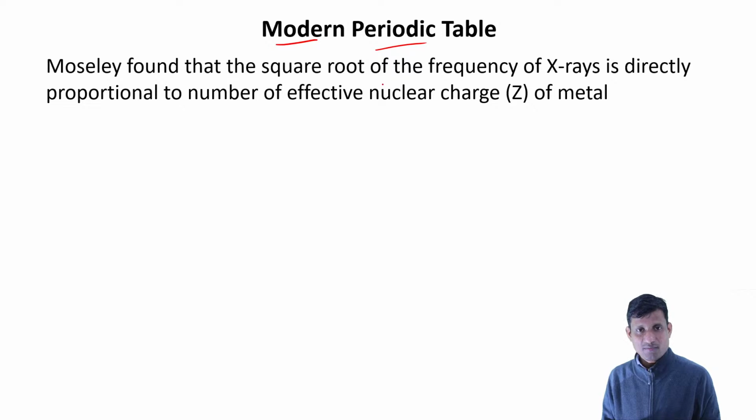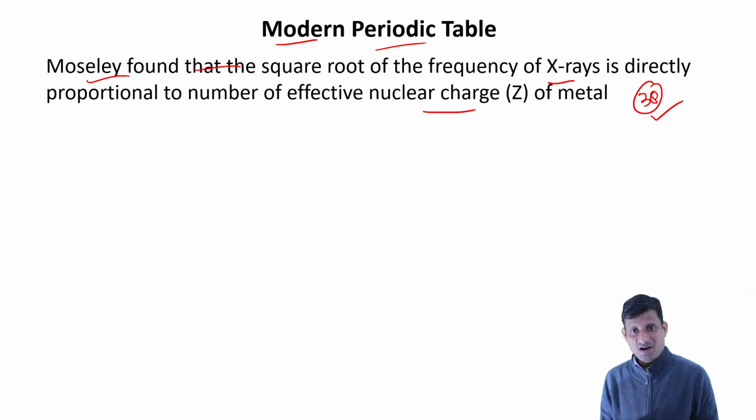So what is the origin of the modern periodic table? It started with Moseley. He was studying how the X-ray frequency depends on the metal, so he actually started from atomic structure. He started with 38 elements and studied their X-ray properties, and he found something interesting.